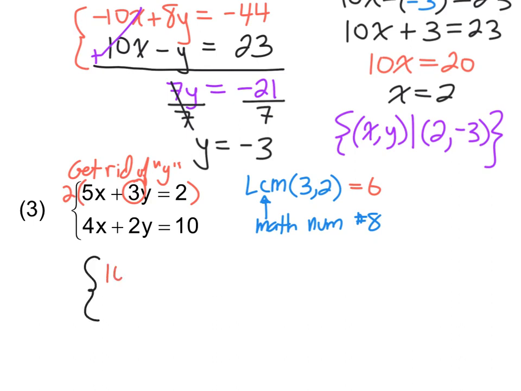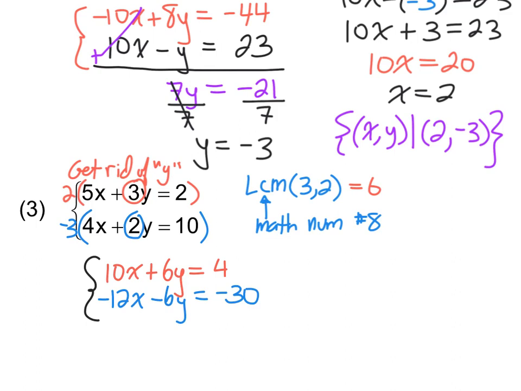So 10x plus 6y equals 4. Now the second one, I don't want it to become a 6 because I want it to cancel. So I want this to become a -6. So I'm going to multiply by -3. So -12x minus 6y equals -30. Then I'll add my two equations together. So -2x, the y's are going to cancel, that's the whole point, is equal to -26.